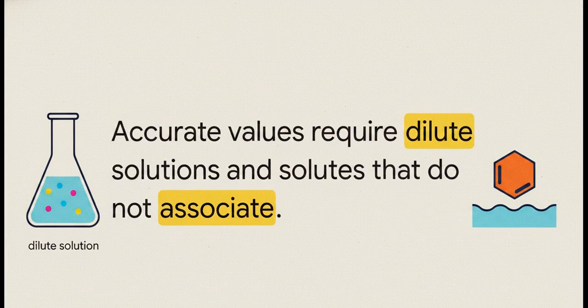You only get those perfectly accurate theoretical values if you meet two really strict conditions. First, your solution has to be highly dilute. And second, and this is the absolute crux of our explainer today, the solute cannot dissociate or associate when it dissolves. It has to stay exactly as it is. But let's be real, chemistry is rarely that cooperative, is it?